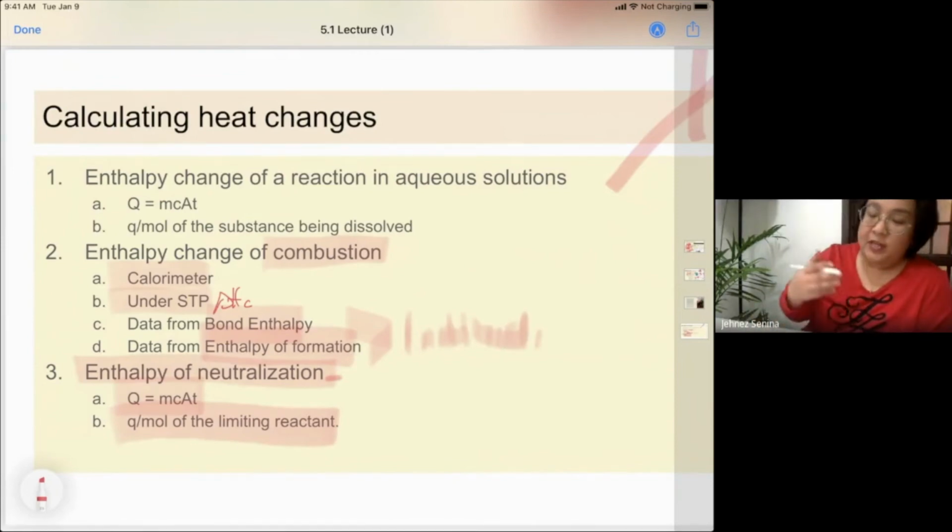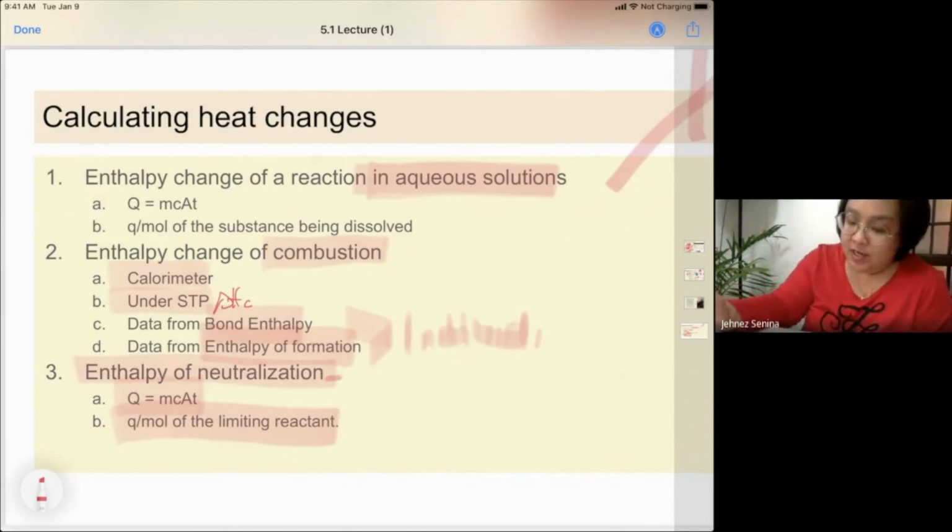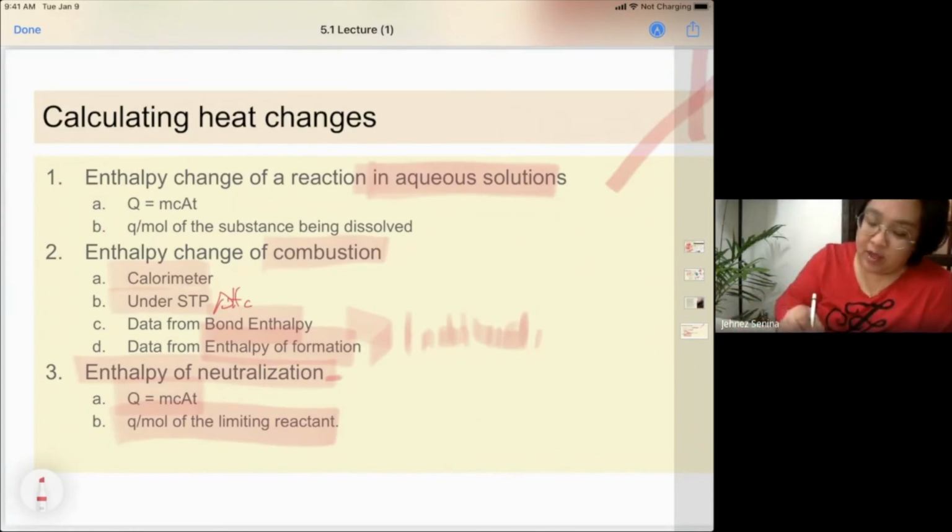Okay, now there are some chemical reactions, there are chemical reactions when you put solids or liquids in water. It also generates heat. There's going to be temperature changes. So we calculate that as enthalpy of aqueous solutions. Same thing, we look at the heat change of the aqueous solution, your water, and then you divide it by the mole of the substance that you mix there in your water.